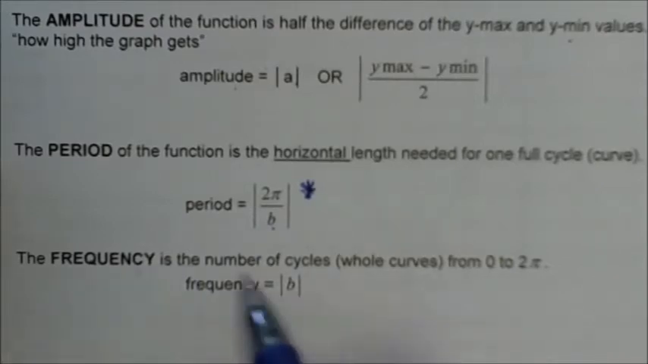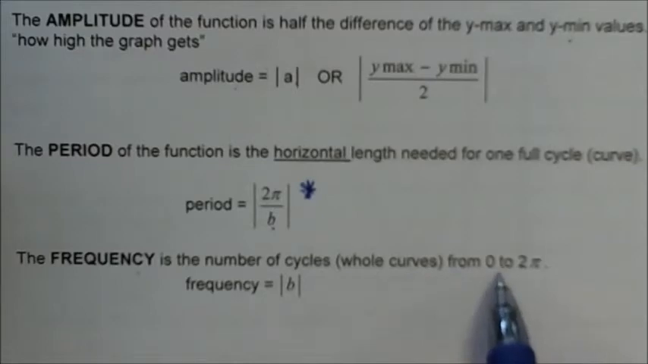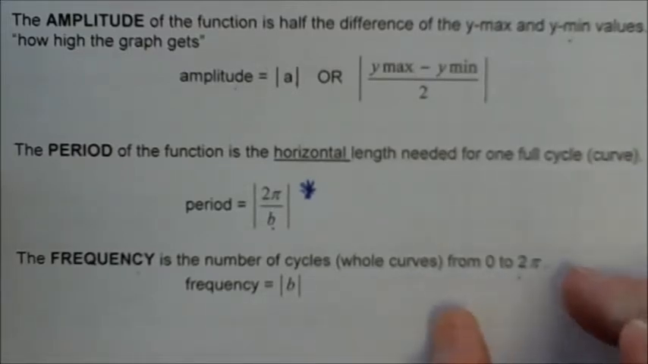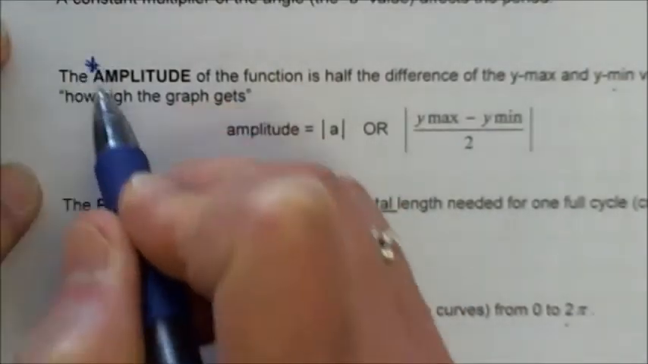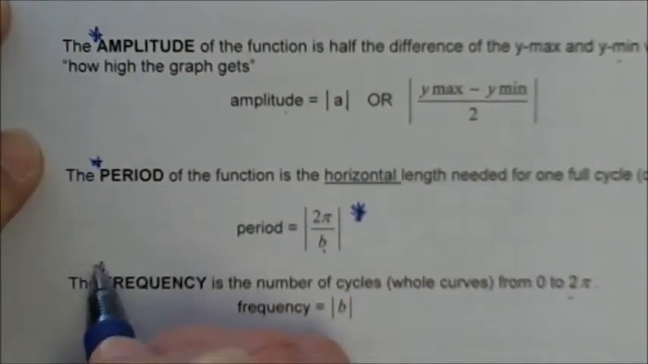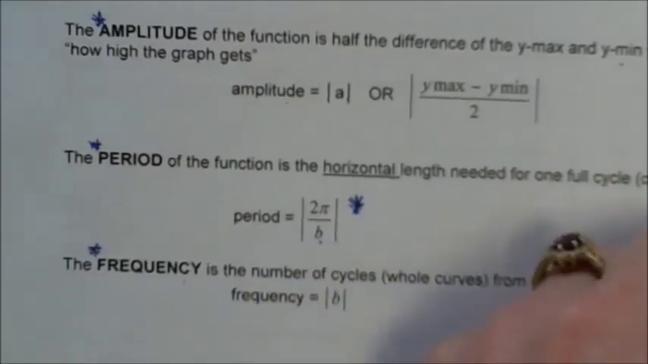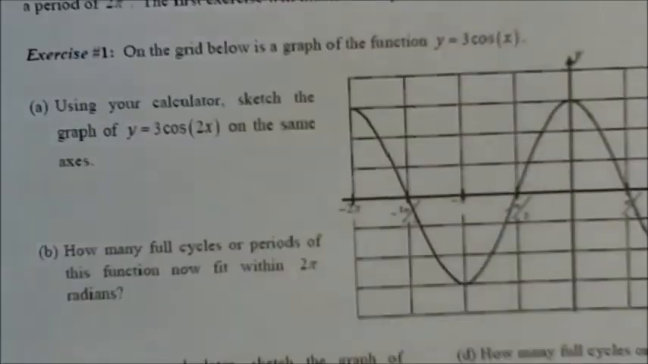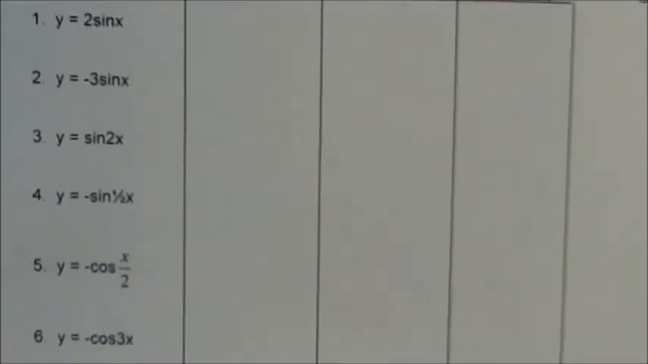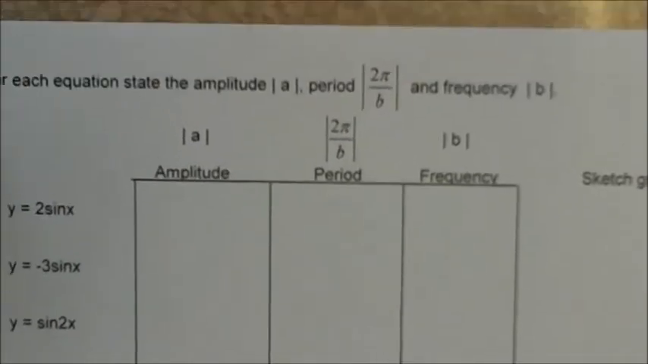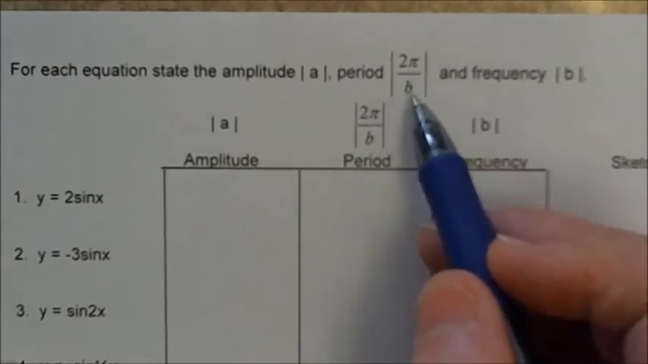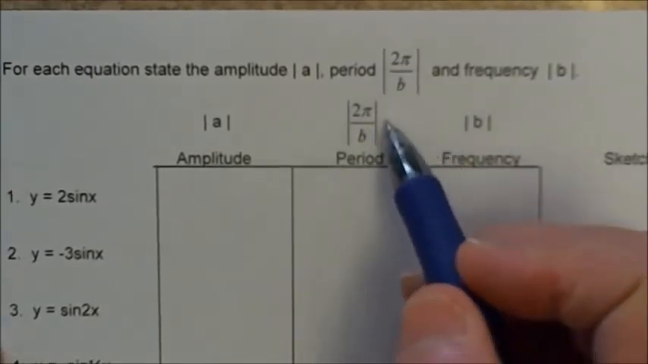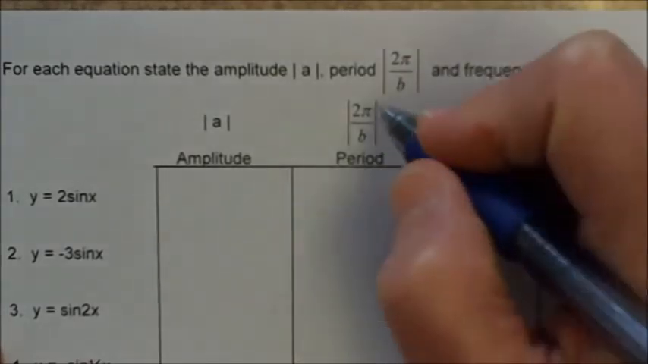And next, the frequency is the number of cycles or whole curves from 0 to 2 pi. So in the interval length from 0 to 2 pi, the b value represents the frequency. So these are 3 vocabulary words we need to know: amplitude, period, and frequency. Now let's look at them on the next page. For each equation, state the amplitude, which is the absolute value of a, and the period, which is 2 pi over b. Now remember, period is the length of one cycle.